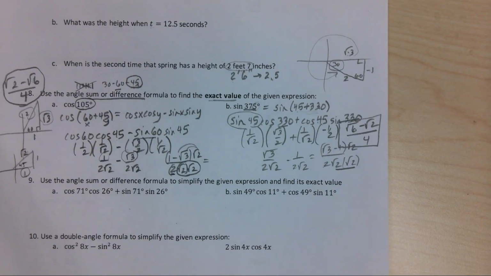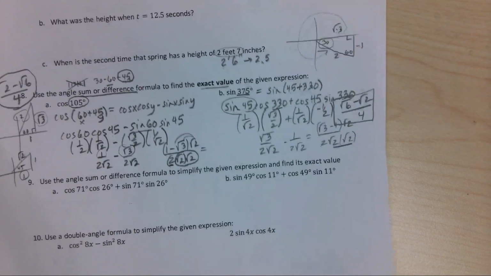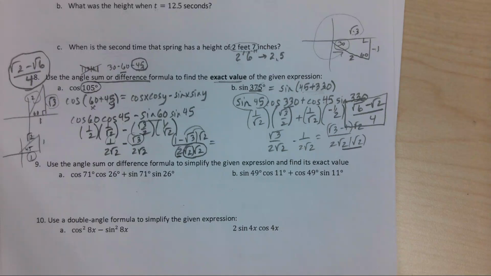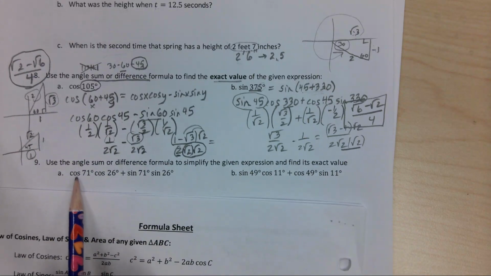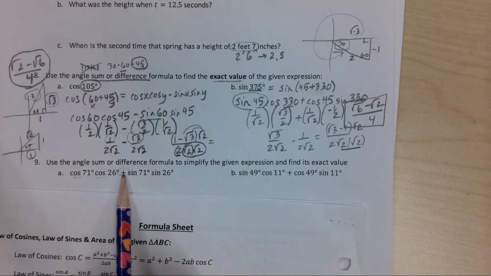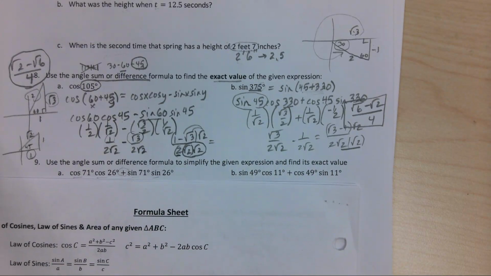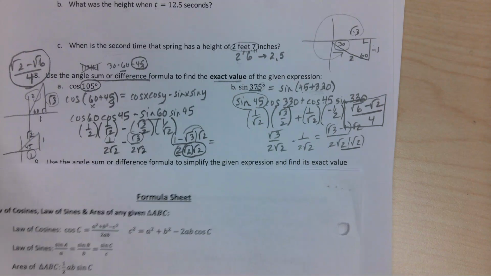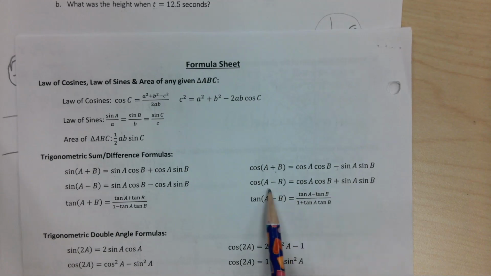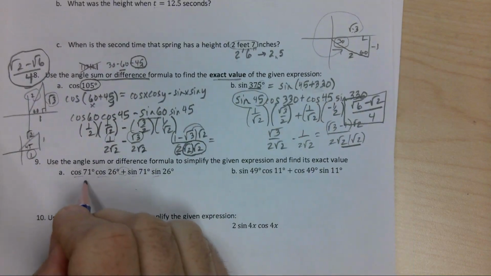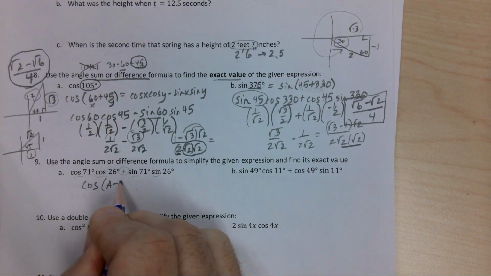All right. Next problemo. It says use the angle sum or difference formula to simplify the given expression. Find its exact value. So what we got to do is just recognize what this looks like. We got cosine, cosine plus sine, sine. Well, that's a minus, so there it is. Cosine, cosine plus sine, sine. So they're saying cosine of a minus b. Use that. So this is cosine of a minus b.